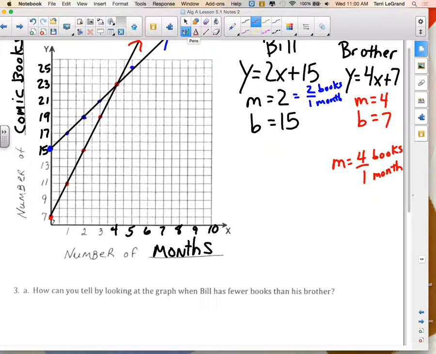And where are they intersecting? Right here, which is ordered pair 4. Go up, it's 4, and over is 23. And that's what we expected should happen, didn't we?